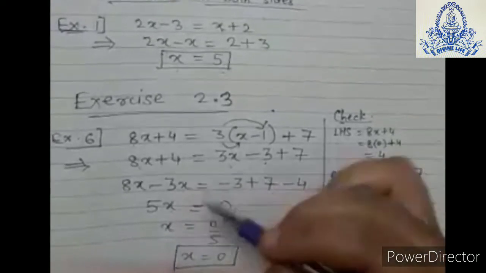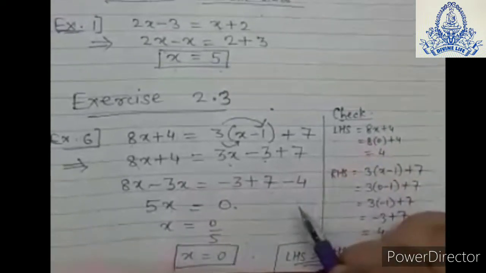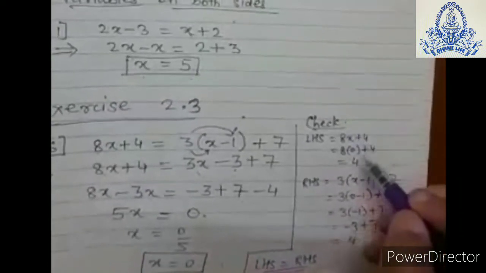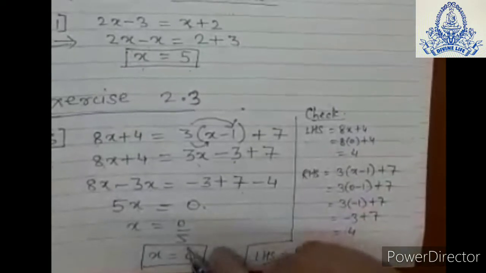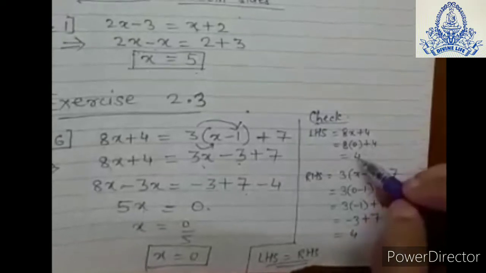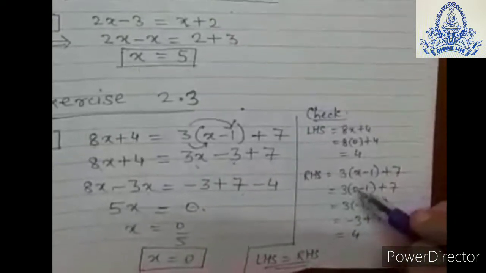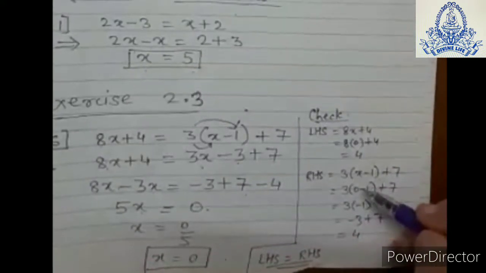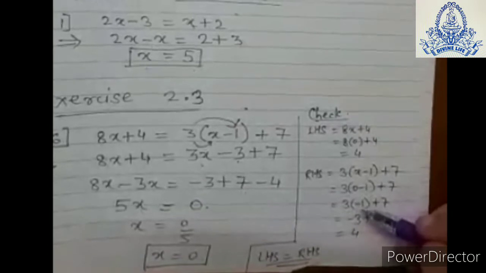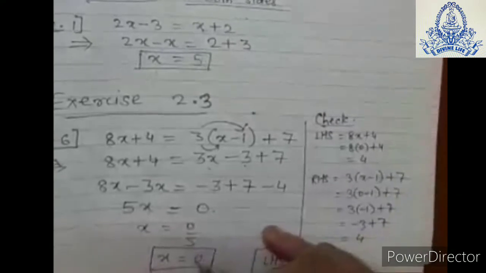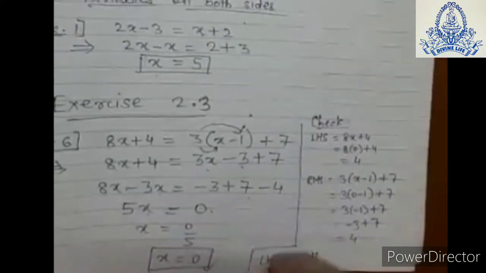Now we want to check whether our value is correct or not. So we will see the LHS, 8x plus 4. We will put the value of x in the LHS: 8 into 0 plus 4, 8 into 0 is 0, 0 plus 4 is 4. Also in the RHS we will put this value: 3 into bracket x minus 1 plus 7, 3 into 0 minus 1, that is minus 1. So 3 into minus 1 is minus 3, plus 7 is 4. LHS is equal to RHS, which means this value is correct. Okay, see the next example.